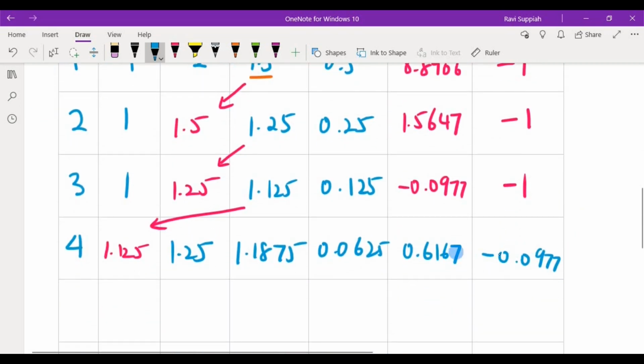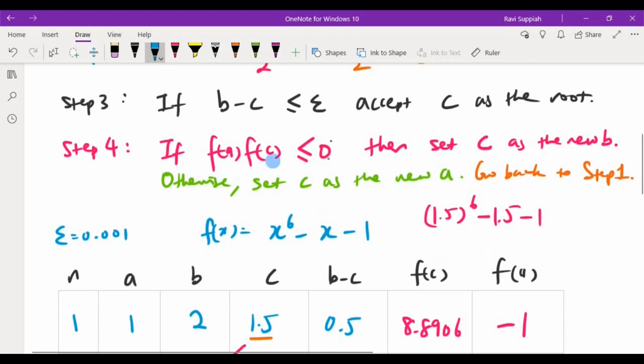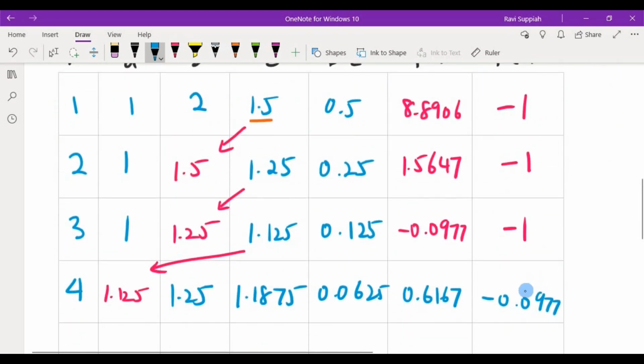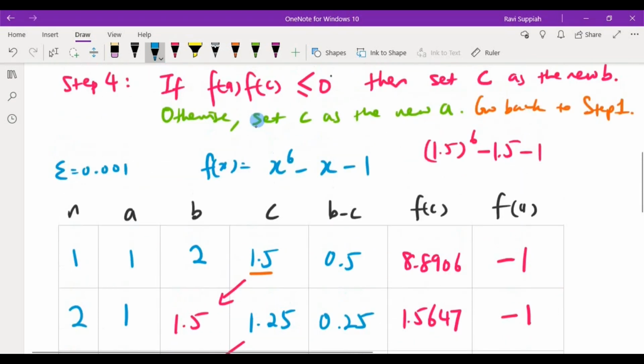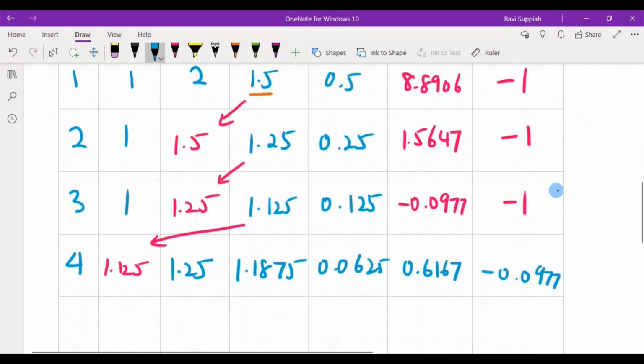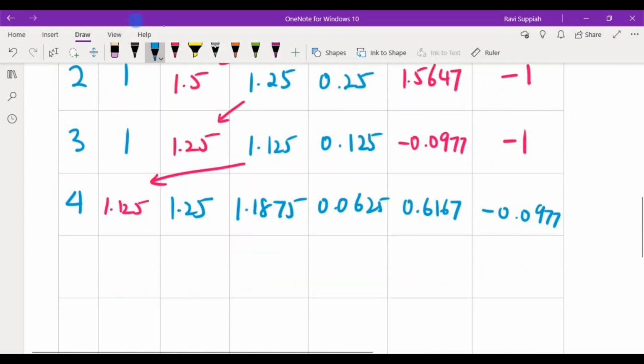So when we take FA multiplied by FC, in this case it is less than or equal to 0, so in that case the first condition is satisfied, so set C as the new B. So the C over here will become the new B. So 1.1875 will come here, and the A will be the previous A, 1.125, and this is iteration 5. And this whole process will keep on repeating. I'm going to fill it up now.